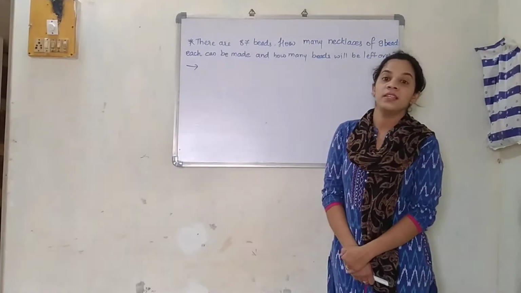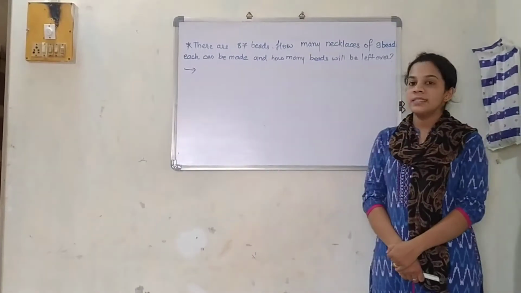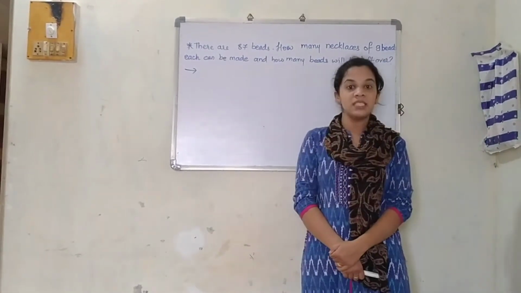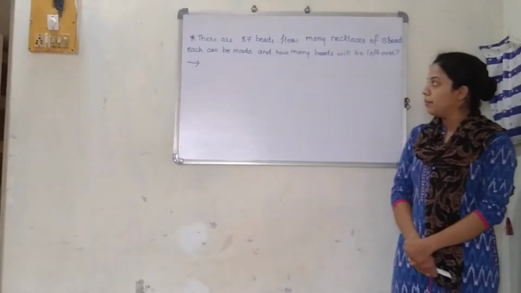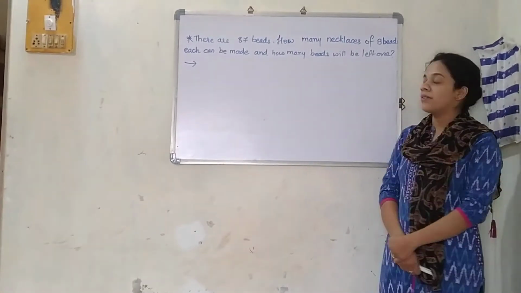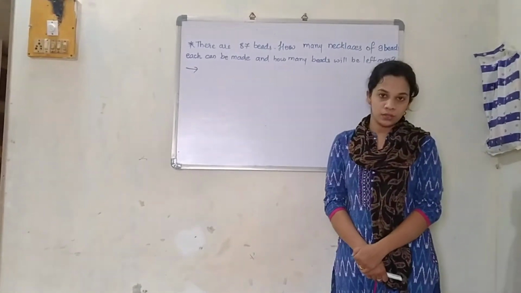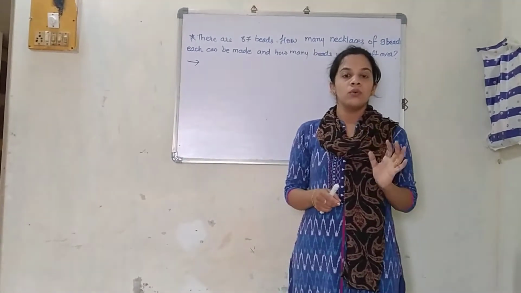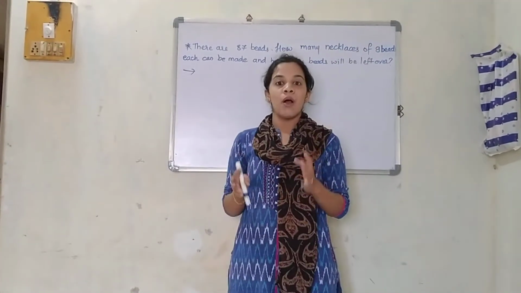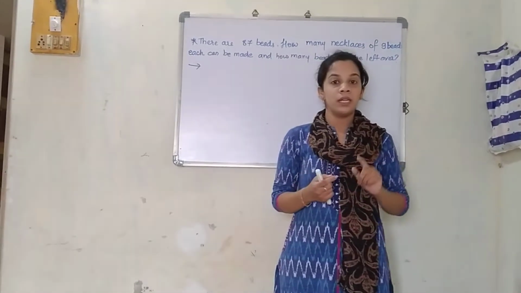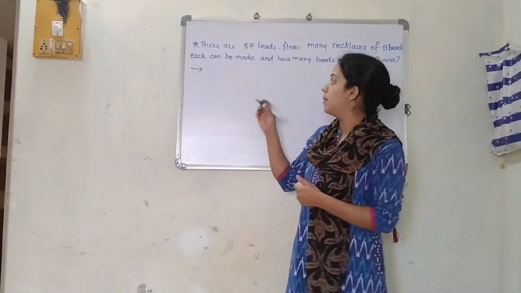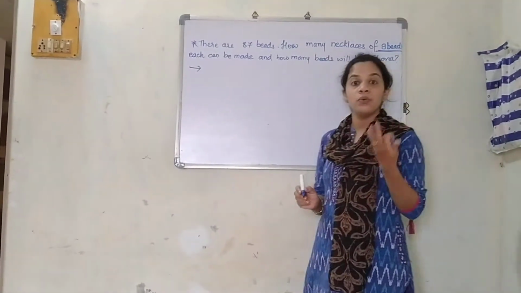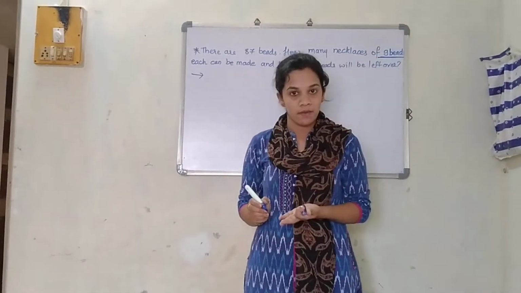So now we are going to see the next question. There are 87 beads. How many necklaces of 9 beads each can be made and how many beads will be left over? So they have asked you, there are a total of 87 beads. From the 87 beads, how many necklaces are you going to prepare? In one necklace, they want 9 beads. Okay, and how many are going to be left over? So what is the remainder they have asked you?